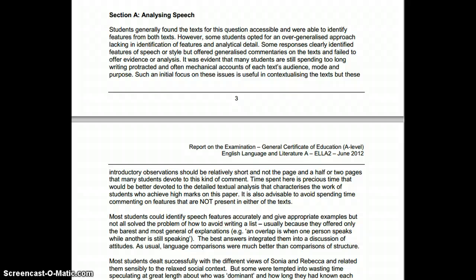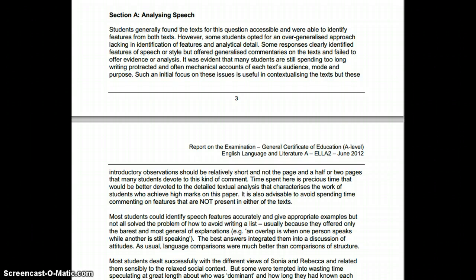Okay, this is the examiner's report for June 2012, commenting on analysing speech in L2. Some students opted for an overgeneralised approach lacking in identification of features and analytical detail.